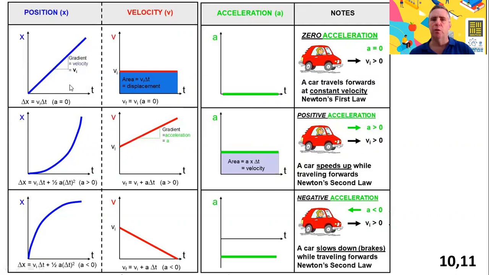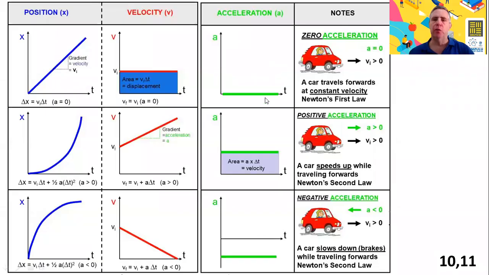If you look at the horizontal rows, the top row is motion at constant velocity with 0 acceleration. The middle row is motion with positive acceleration. In other words, a car speeding up. You're pressing the accelerator and going faster. The bottom row is motion with negative acceleration, sometimes called deceleration, when you're pressing the brakes and slowing down. Please notice in all 3 cases, the car is moving forwards, which is to the right in our diagram over here.